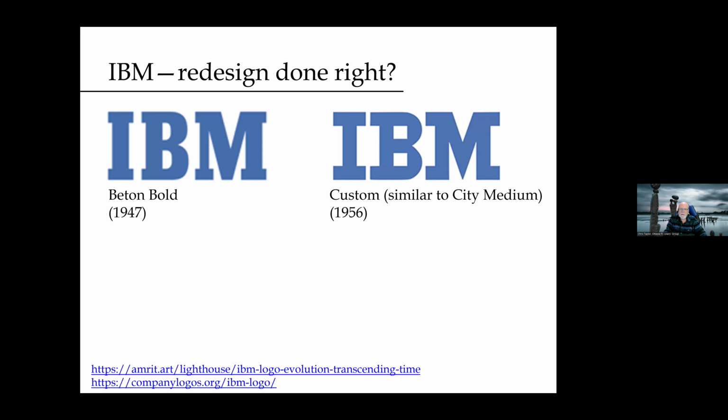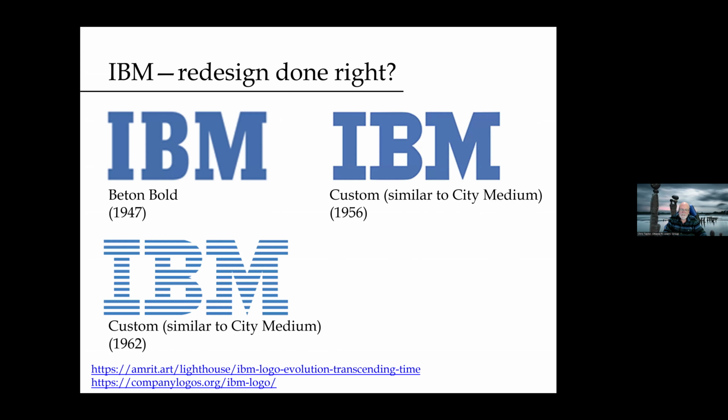In 1956, they updated it. Not dramatic differences. The counters on the B have gone to squares rather than the D shape of the counters in the Benton bold. Not dramatic differences, but just a little bit of an update to it.